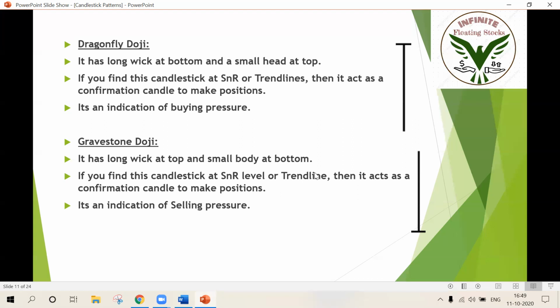So the dragonfly is like buying pressure, where the price rises, the price flies, if a dragonfly doji happens. And if it's a gravestone doji, that's an indication of selling pressure and the price may go down if a gravestone doji occurs at support, resistance, or trend lines. So this can act as additional confirmation.